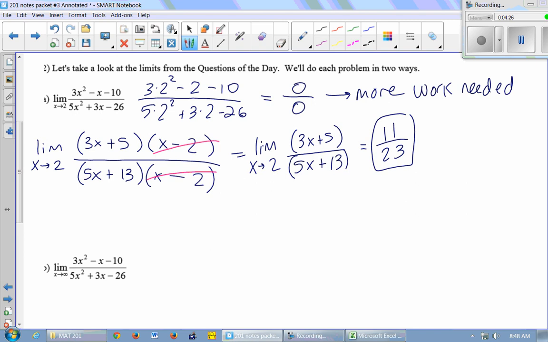Good question. Let's graph it. Yeah, so this function, you're right, and this function are equal, except that this function you can't plug 2 into, and this function you can. This function will have a hole at x equals 2. This function does not. So they're exactly the same except for that single point. If you had an asymptote, you would never be able to plug in the number, no matter what you do to it algebraically.